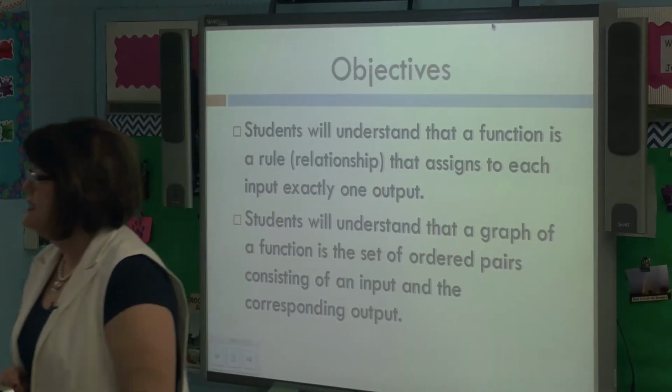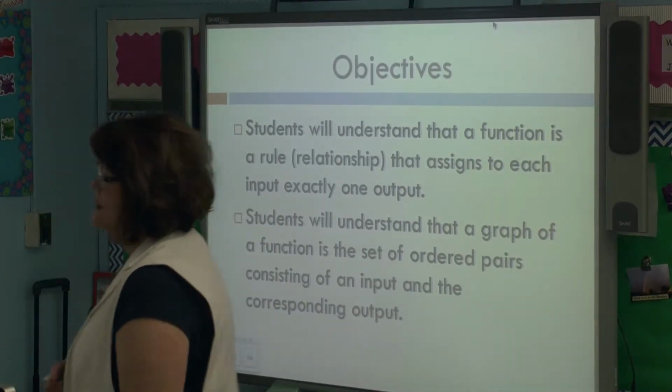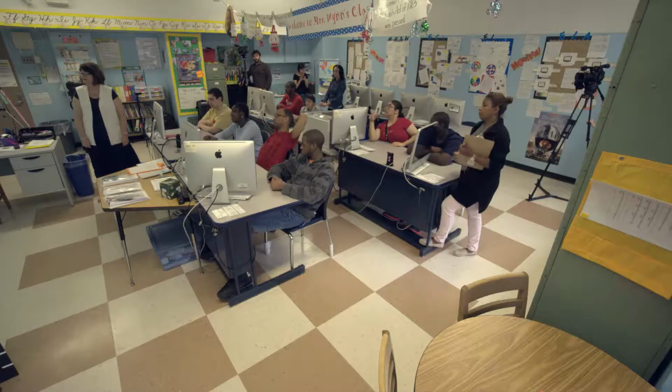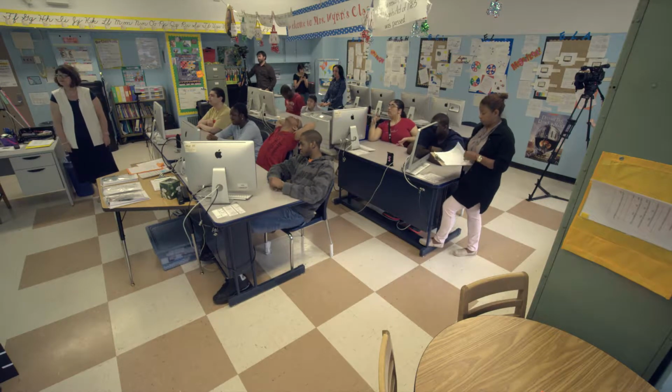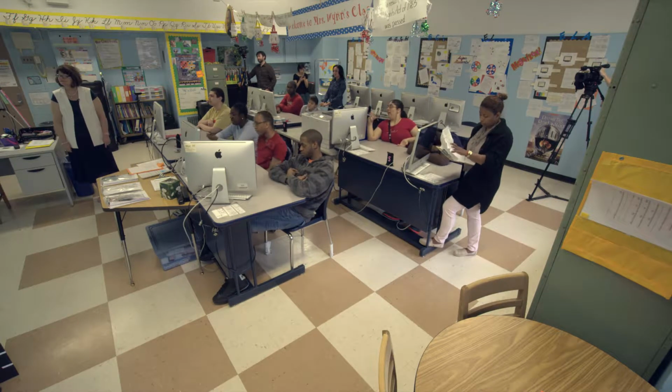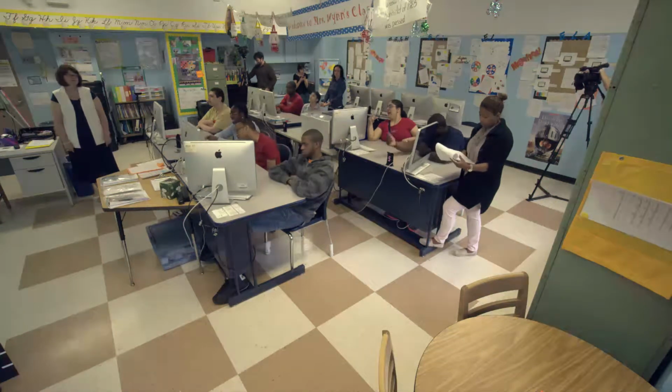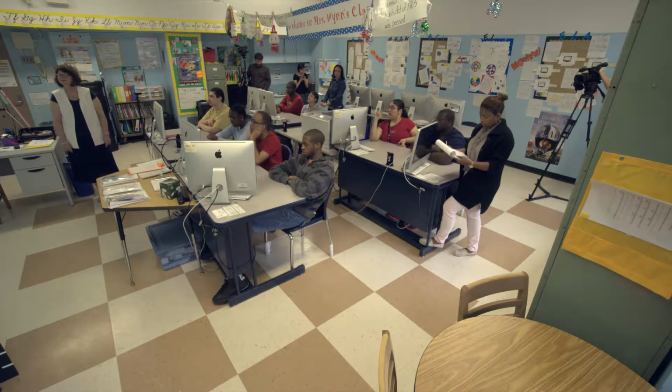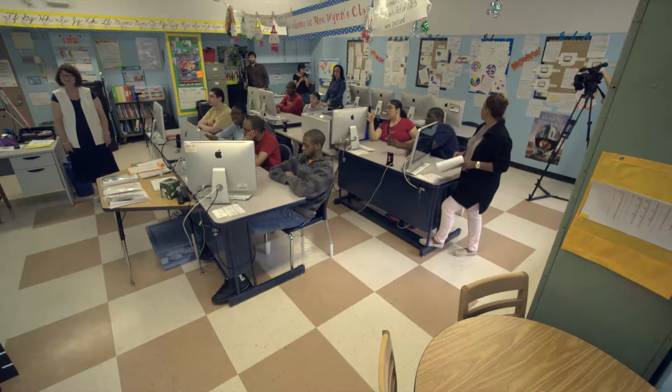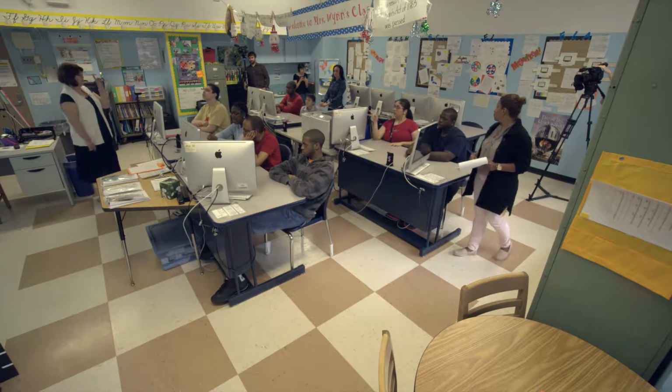The objectives for today. Amanda, read the first objective for us. Students will understand that a function is a rule that assigns each input exactly one output. So that's our first objective.